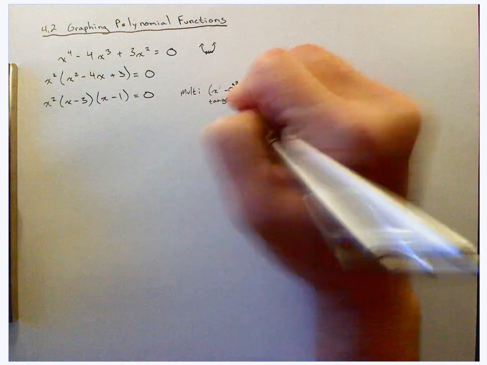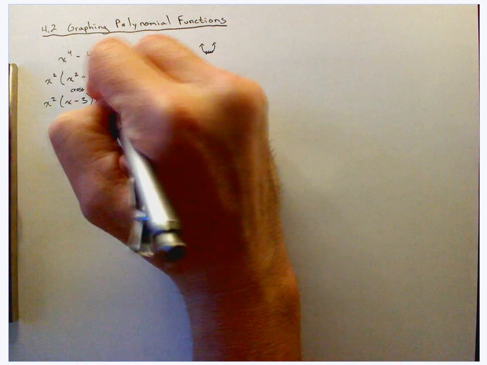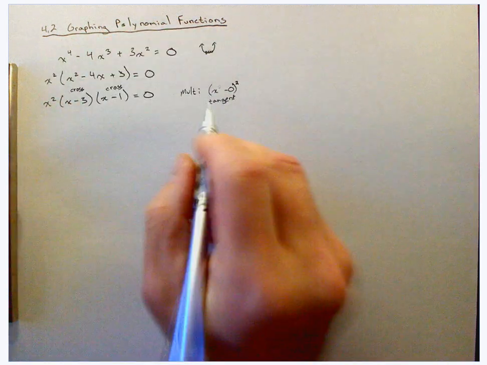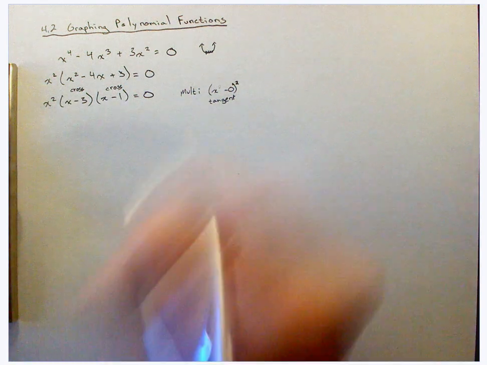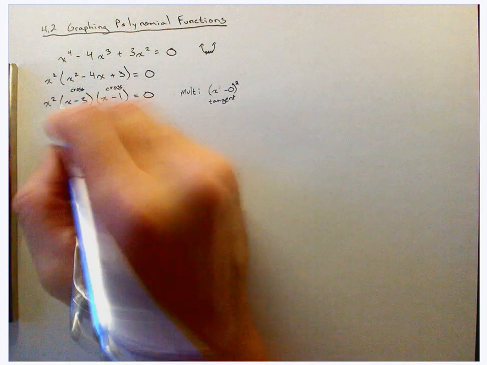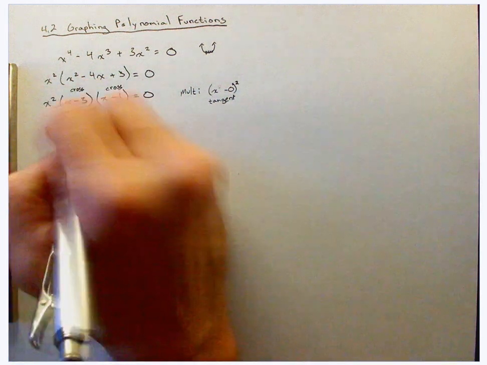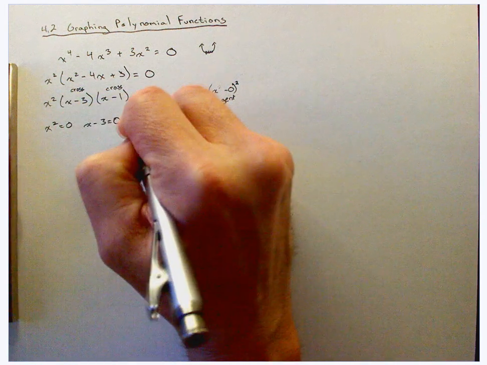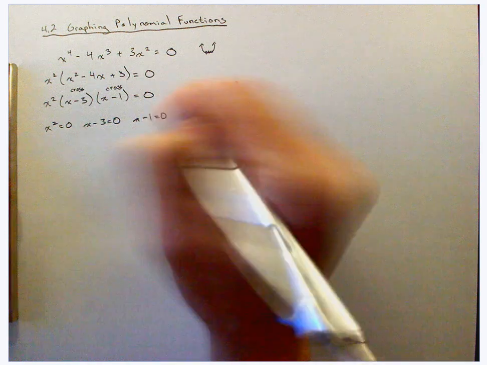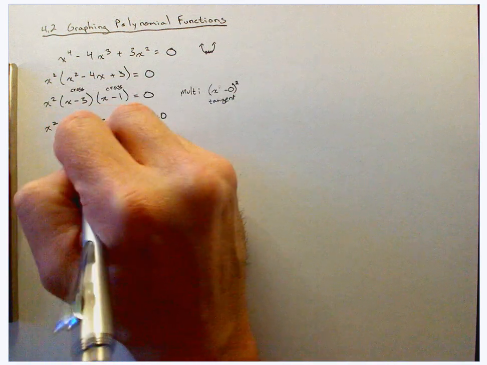This one here crosses, and this one here crosses. Remember, tangent touches the x-axis and crosses crosses the x-axis. So I know how it looks from my multiplicity. Now I set everything equal to 0. x squared equals 0, x minus 3 equals 0, and x minus 1 equals 0, such that I know my x values are 0, 3, and 1.